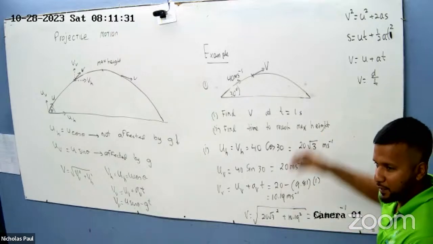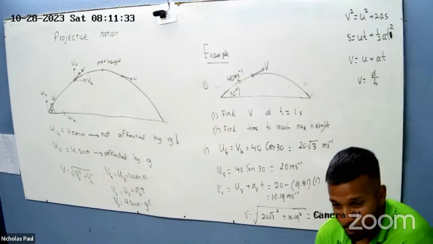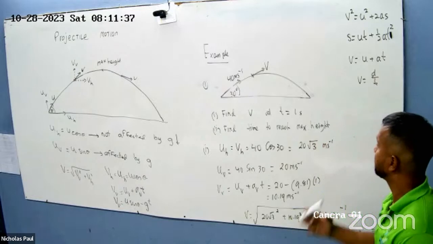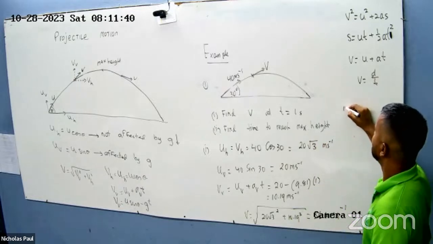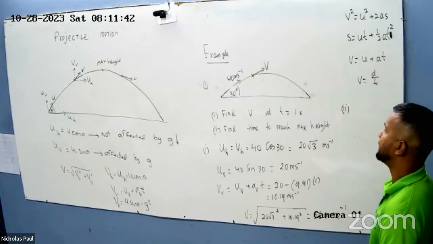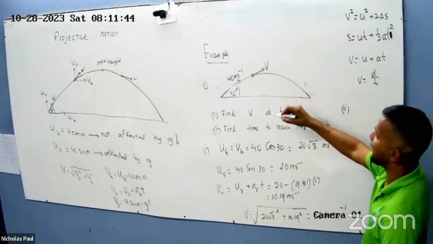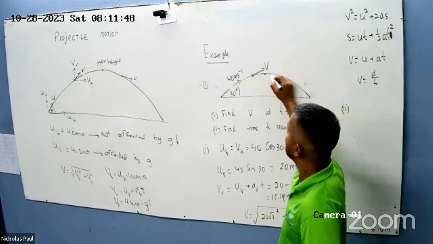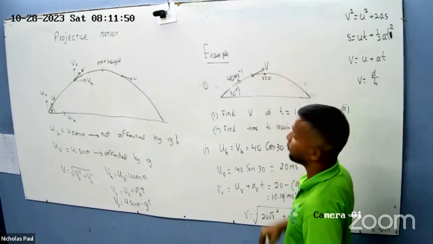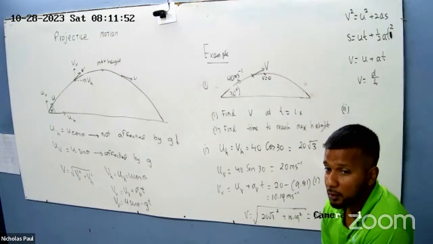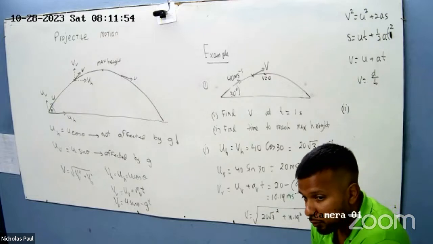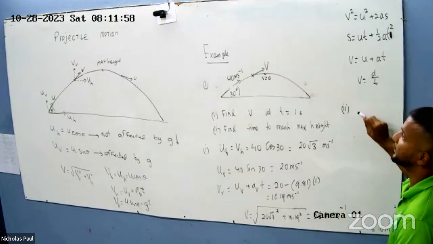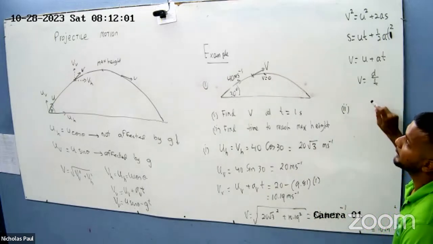So I need some help. Time taken to reach maximum height. What happens at maximum height? Right, we know that velocity is 0. What are we going to do? Which equation will help us work that out?